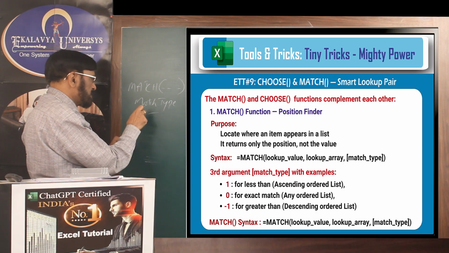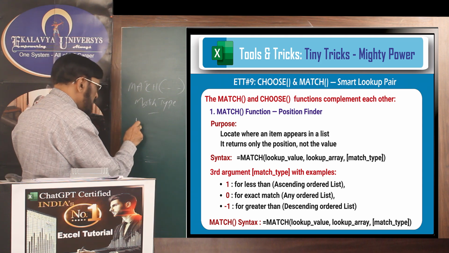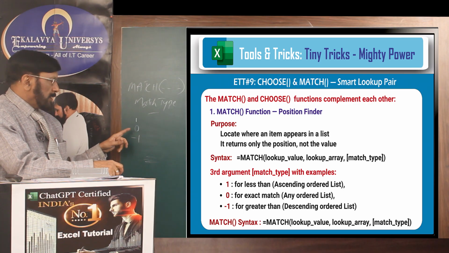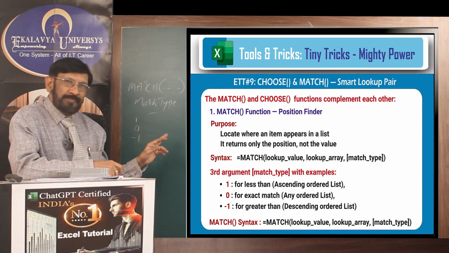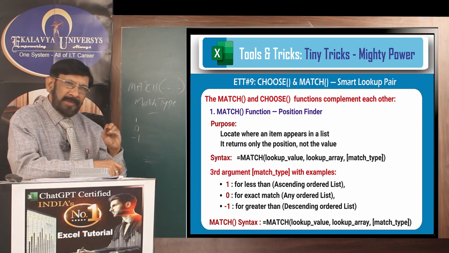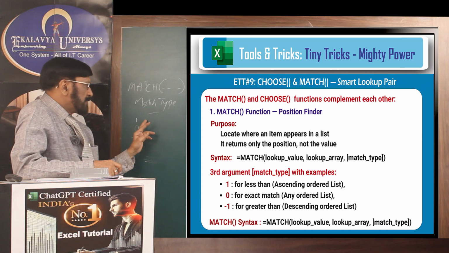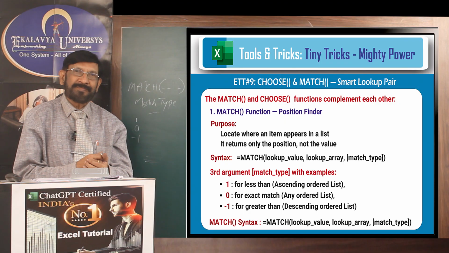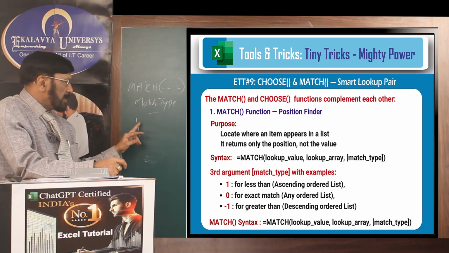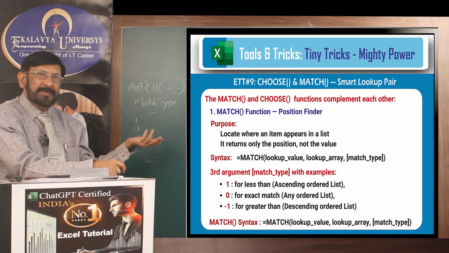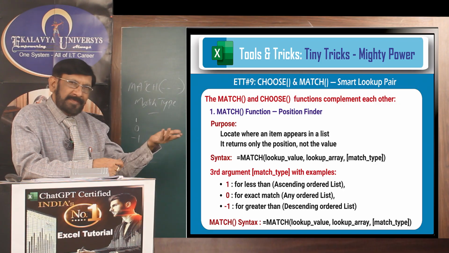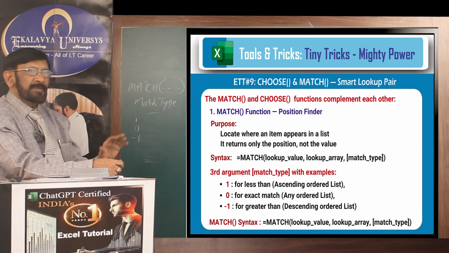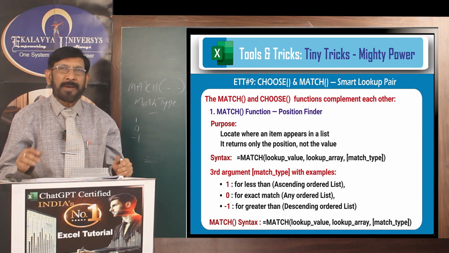So for the match type, three options are there: 1, 0, -1. If it is an ascending list, you can use 1. If it is an unsorted list, you can use 0. That means for anything you use 0. Commonly, every time without thinking, as the third argument you use 0. And -1 represents a descending list. That point you have to understand. So for the third item, normally we use 0 because it is applicable for all three: either an ascending list, a descending list, or an unsorted list. In this way you have to understand the syntax first before application.